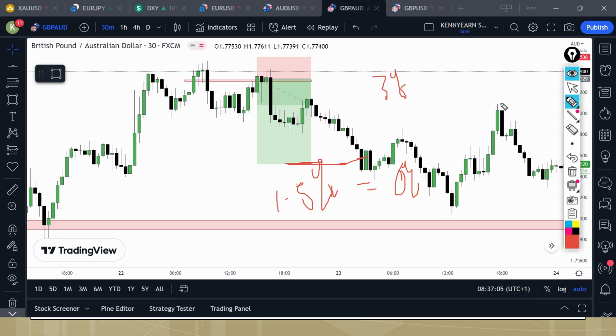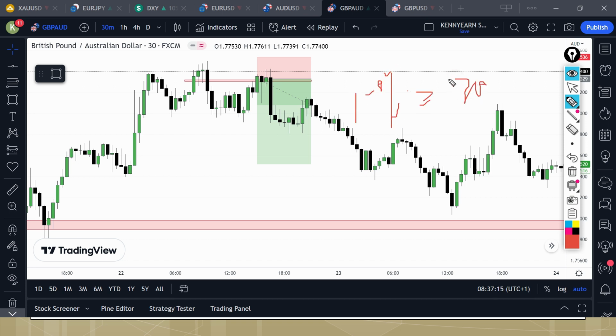But let me show you how I calculated my lot size. Okay, how I knew the lot size to use on this particular trade. 1.5% of my 20k account is $300. That was what I risked on this trade. Okay, so follow me. I know who I'm talking to here, some people that have been asking me this question.